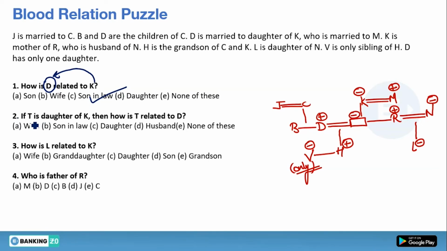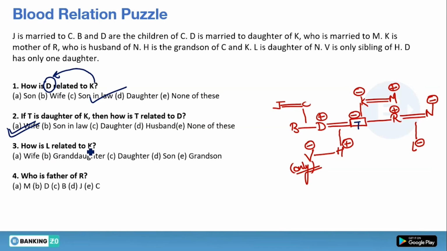Okay, question number 2, if T is a daughter of K, so this blank means T, it is given to us. Then how is T related to D? T related to D means husband and wife because we have used a double arrow. Okay, so T is a female, so T will be wife. Option number A is correct.